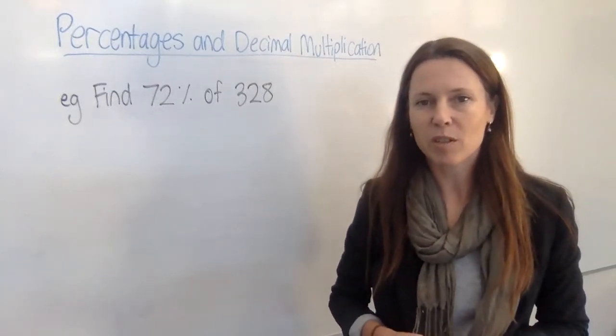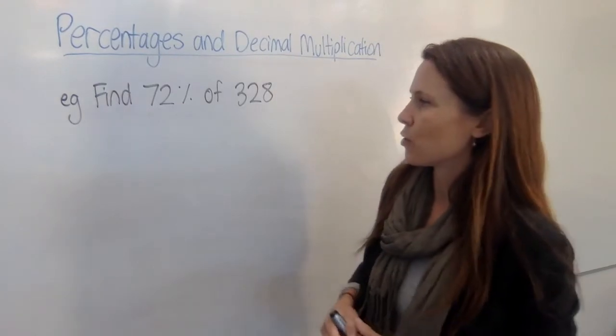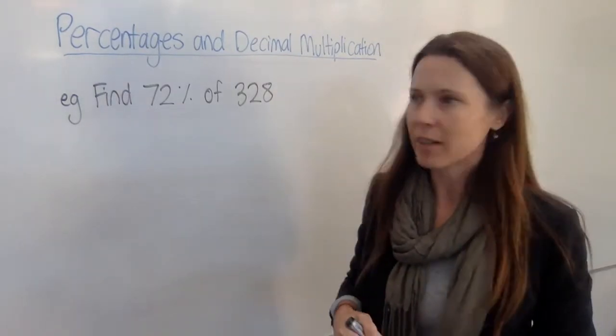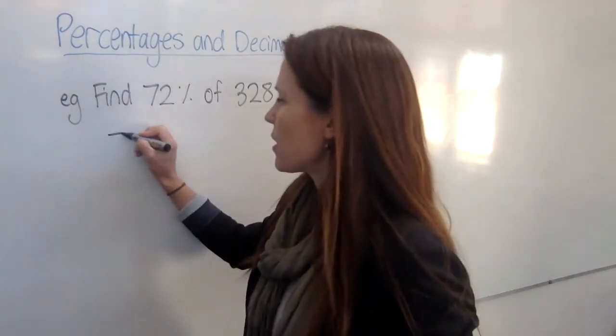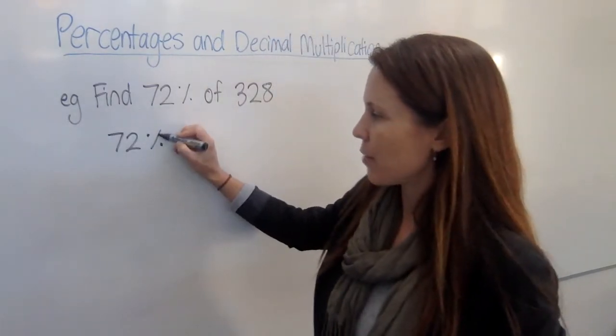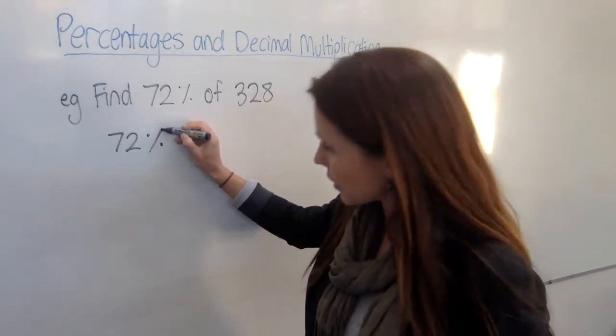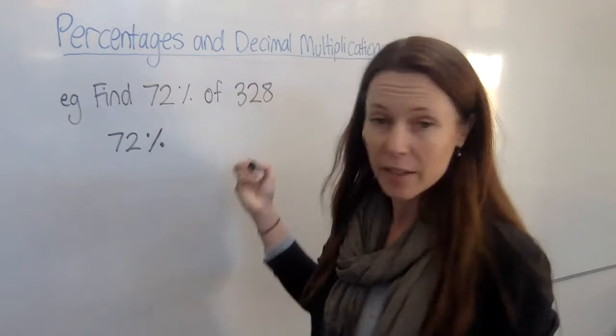If you already know how to multiply decimals and you understand what percentages mean, it should be quite straightforward to work out a question like this without using a calculator. Now, the first step is to understand that 72%, or any percentage for that matter, means out of 100. And the percentage sign really comes from a 1 and 2 zeros to symbolise this.